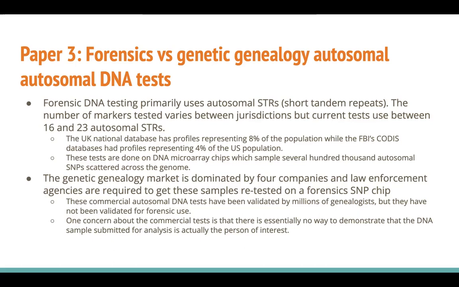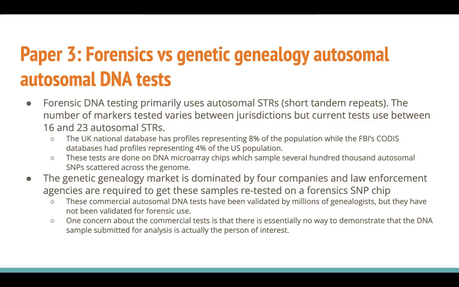And these tests are done on DNA microarray chips, which sample several hundred thousand autosomal SNPs scattered across the genome. And so this genetic genealogy market is dominated by 4 companies. The 4 companies are AncestryDNA, which has now tested nearly 15 million people, 23andMe, which has tested over 10 million, MyHeritage, which has tested 2.5 million people, and Family Tree DNA is reported to have an ancestry database of about 2 million people.